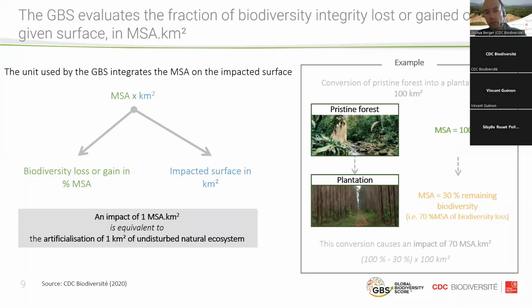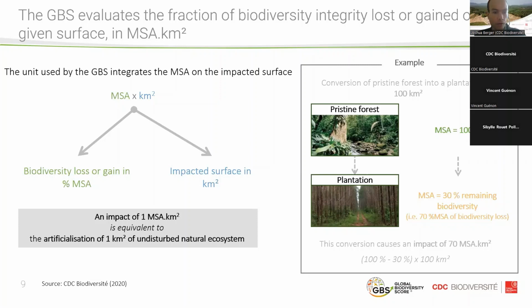So, for instance, on the right, you have an example. If we convert a pristine forest into a plantation over an area of 100 square kilometers, the pressure impact relationships that we use tell us that the pristine forest is at 100% MSA, and the plantation is at 30% MSA. So that's the remaining biodiversity here. And so that means, for instance, 70% loss for the plantation. So moving from 100% to 30% over an area of 100 square kilometers, that's an impact of 70 square kilometers MSA of biodiversity loss. Obviously, we can also measure gains, and we can measure the remaining biodiversity, not just the impacts.